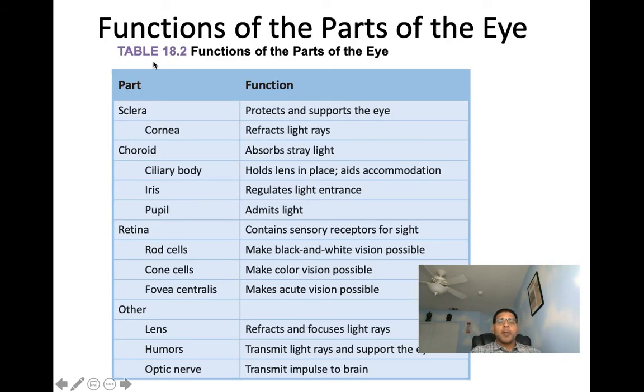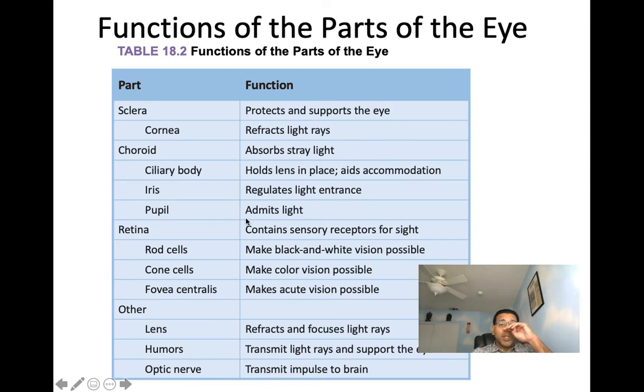So here we've got a nice table depicting a lot of important parts of the eye. First we've got the sclera. The sclera is going to protect and support the eye. And then, in relation to the sclera, the cornea, which refracts light rays. And then the choroid. The choroid's job, we said, is going to be to absorb stray light. In relation to that choroid, we've got the ciliary body, which is going to hold the lens in place and it aids in accommodation.